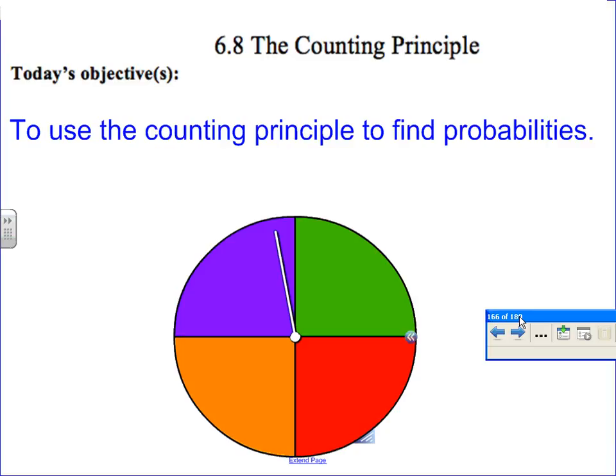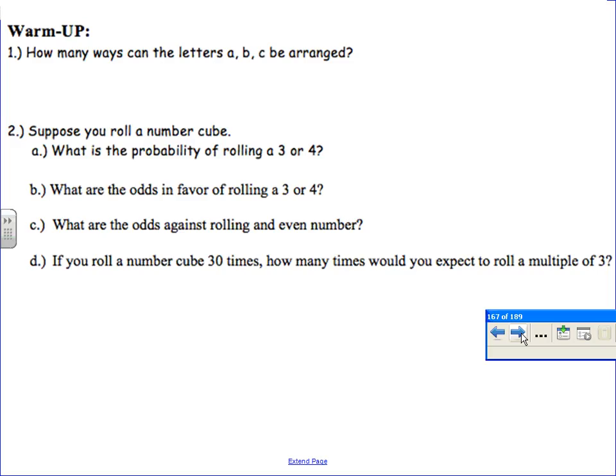All right, so the multiplication counting principle. The warm-up on here, I want to do part of this with you. Look at number 1 on the warm-up on page 21. I want to use this as an introduction to the notes. It asks, how many ways can the letters A, B, C be arranged? Adam, we're in the notes, you know that, right? Page 21. So how many ways can we arrange letters A, B, C?